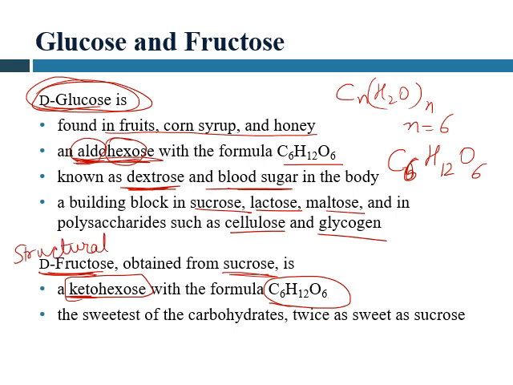As long as their structures are different, they are structural isomers. If the only difference is the arrangement of atoms in space, they are stereoisomers. This is one of the sweetest carbohydrates that can exist. It is twice as sweet as sucrose. What is sucrose? Sucrose is the table sugar that we usually consume regularly. So fructose is twice the sweetness of table sugar.